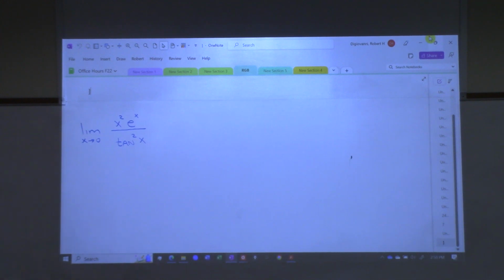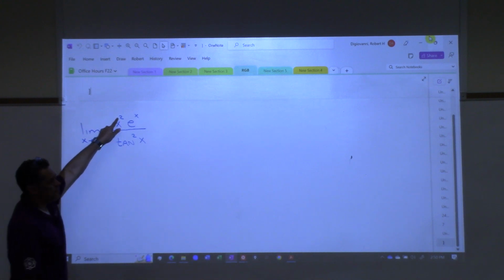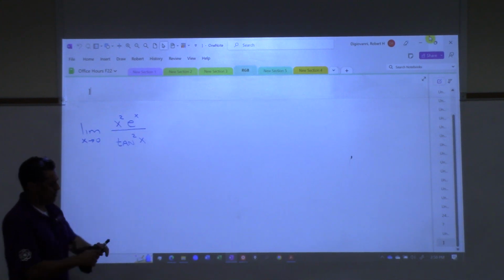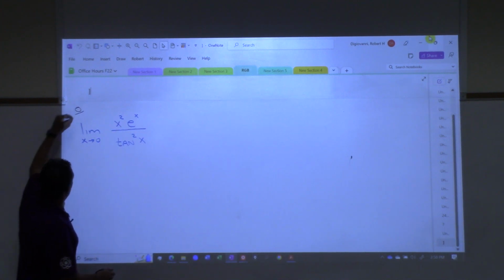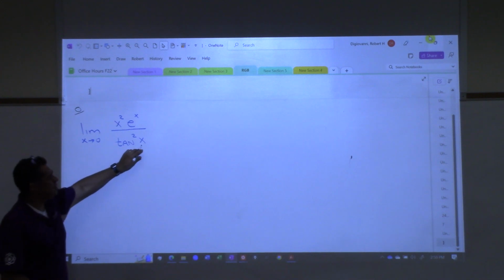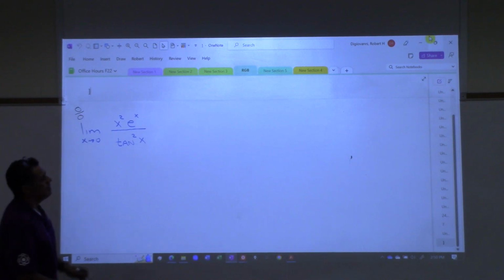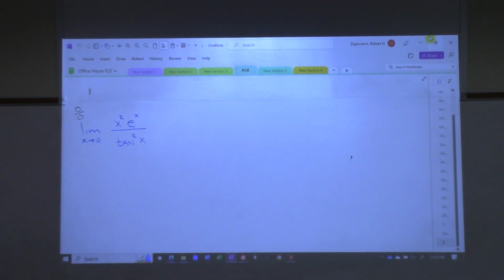All right, let x go to 0 first, right? 0 squared is 0. E to the 0, what's e to the 0? 1 times 0? 0. 0 on top. Over, bottom? Tangent of 0 is? 0 squared is? 0. Y'all good? Okay. Can I use L'Hopital?